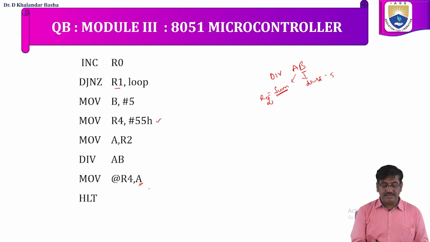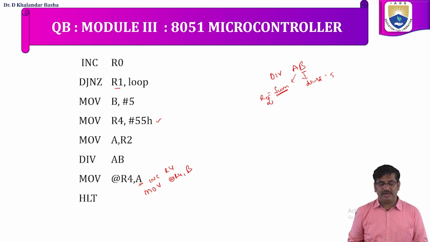Here, if you want to consider the remainder also, then before that we will increment R4, that is the address. Then we write MOV @R4, B, because A will contain the quotient and B will have the remainder. Then we will terminate the program by using the HLT instruction. If the division produces a remainder of 0, then these two instructions are not required.